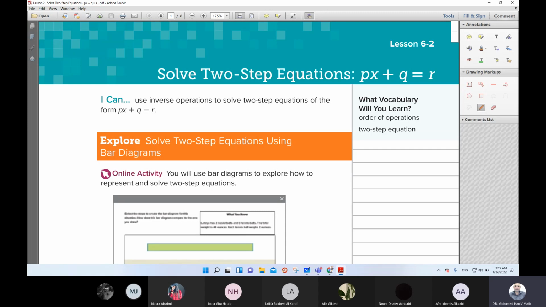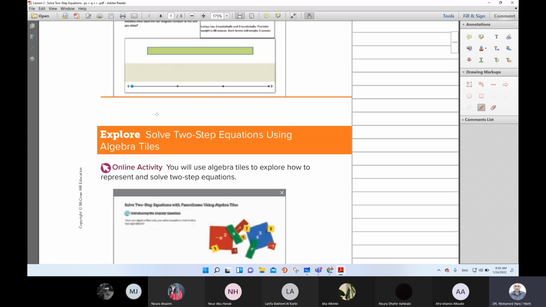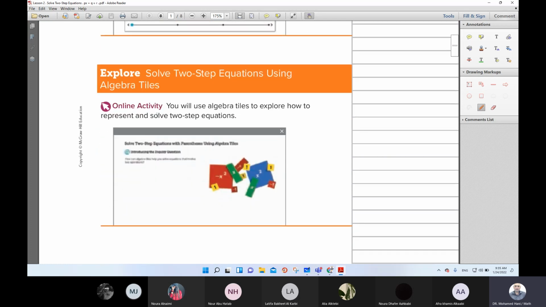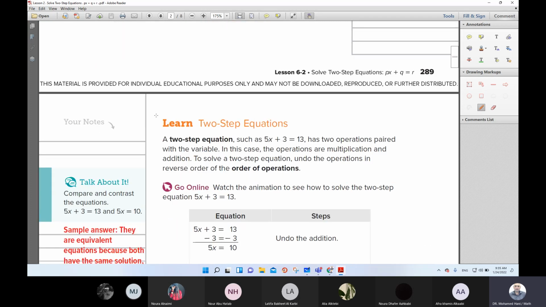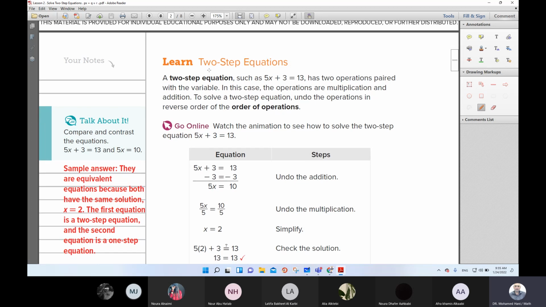In this lesson, we want to use inverse operations to solve two-step equations of the form bx plus q equal r. The first idea, two-step equations.